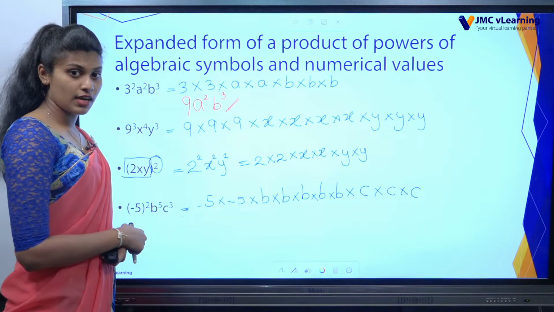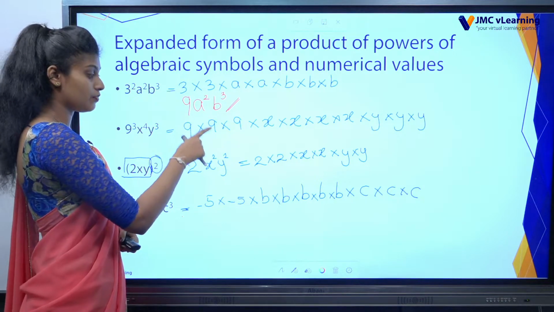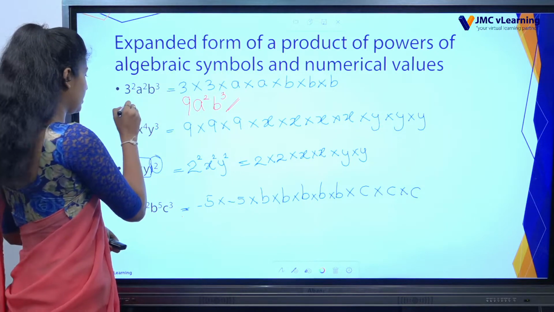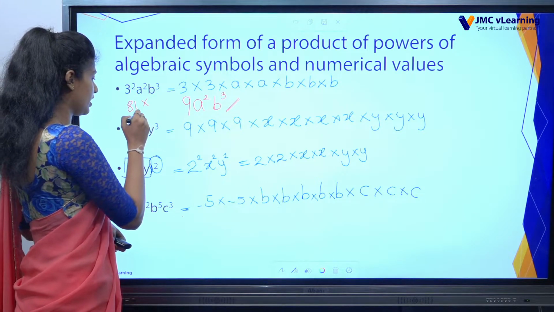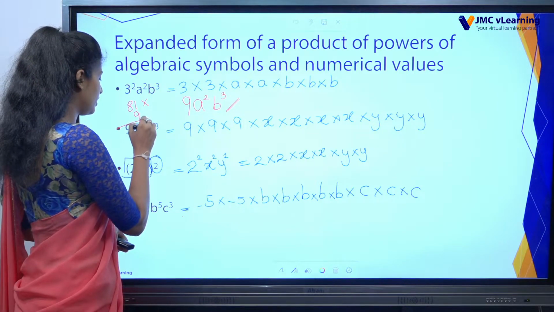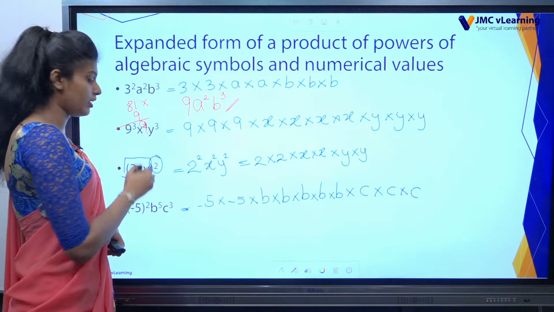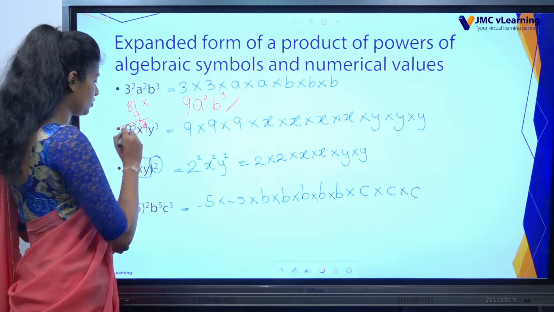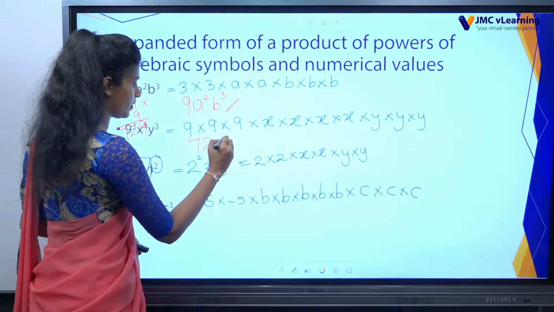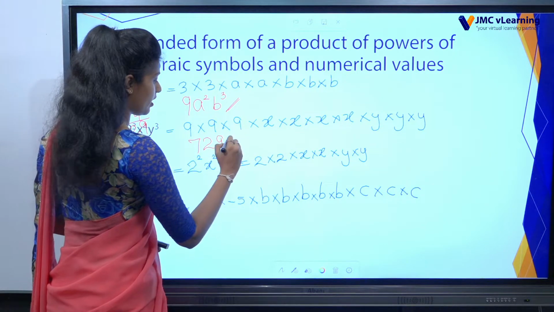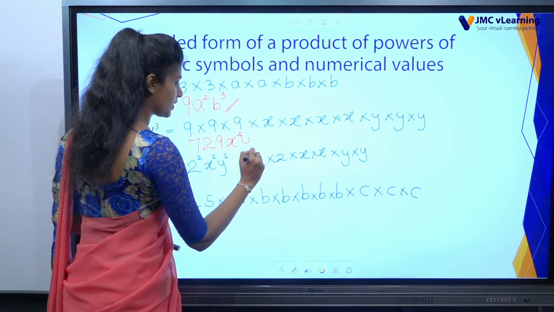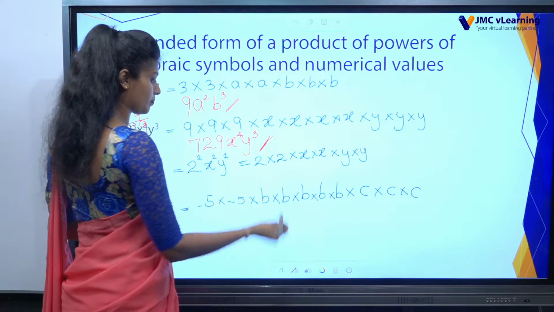9 into 9, answer is 81. 81, again you have to multiply by 9. Then 81 multiplied by 9. What is the answer? 9 into 1, 9. 9 into 8, 72. Then here let's write 729. There are 4x, x to the power 4. There are 3y, y to the power 3.